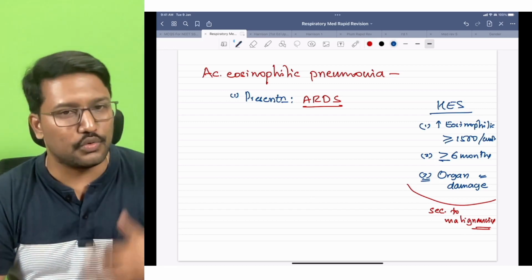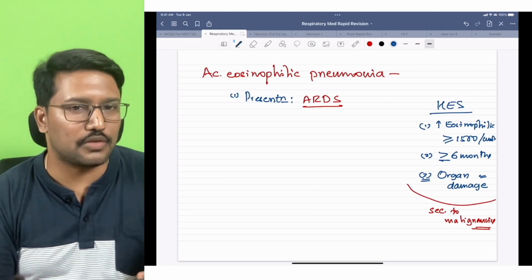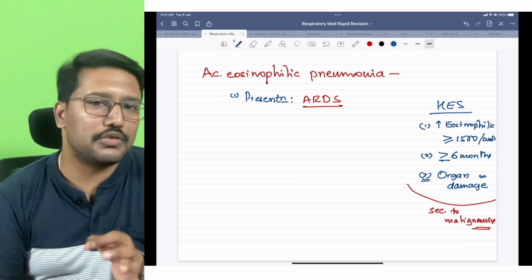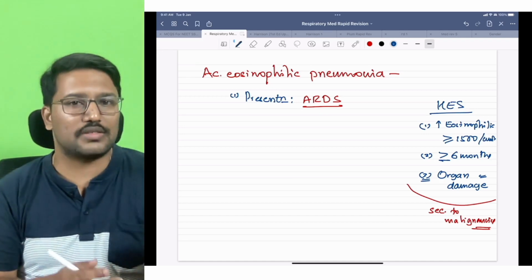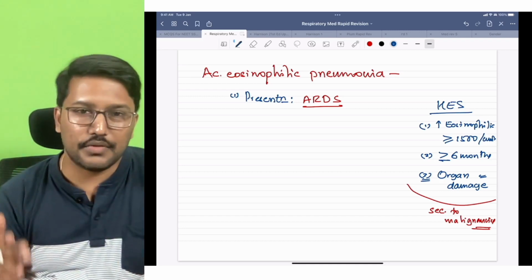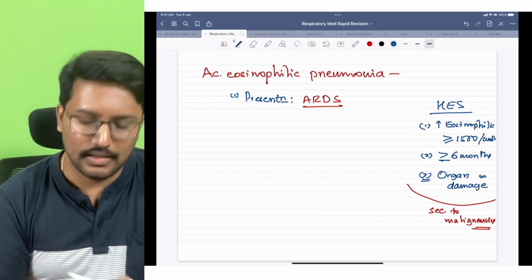For some reason, you do a bronchoalveolar lavage because the direct evidence of the etiology of ARDS is not there. You don't know what caused the ARDS. The patient is not in sepsis, all cultures are turning out to be negative, and your evaluation for the cause of ARDS is not yielding results. So you end up doing bronchoalveolar lavage.